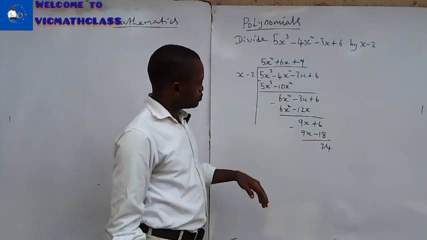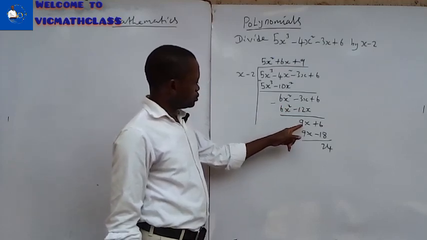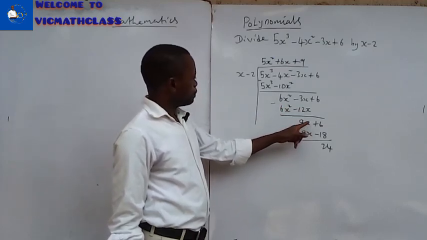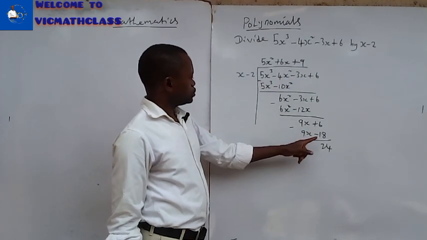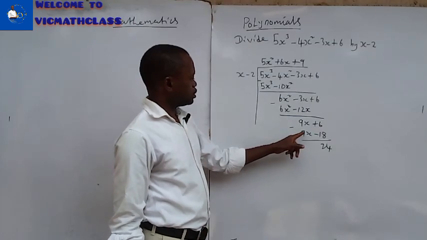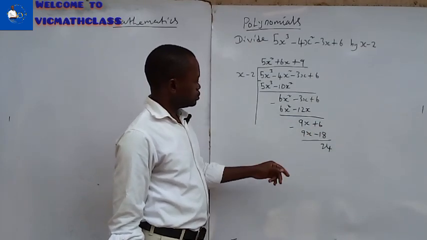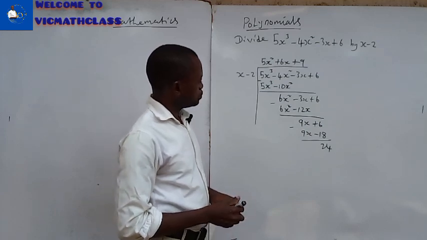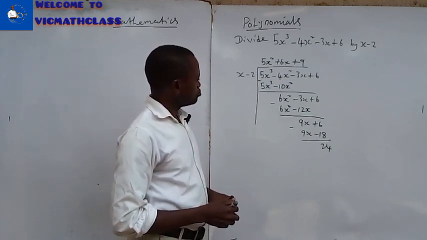Let me verify again. Here, here. Okay. 9 times minus 2 is minus 18. We subtract minus into minus is plus. Into this is plus 24. Okay.